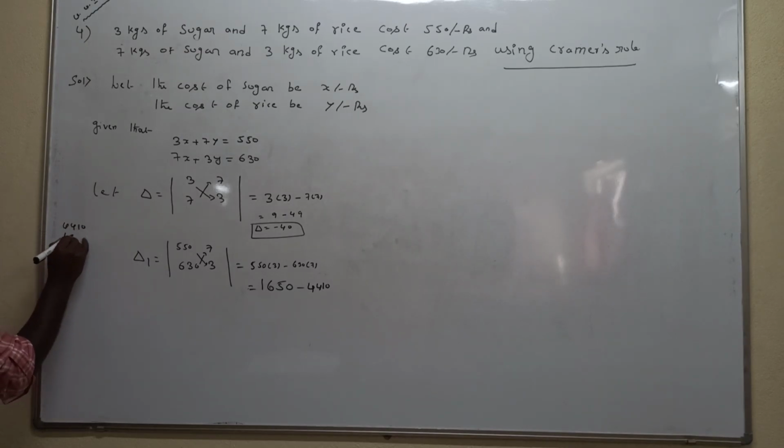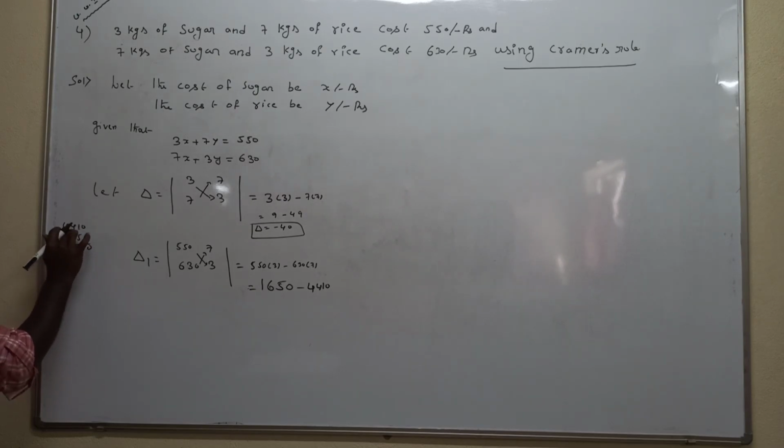So now 4410 minus 1650. 0 minus 0 is 0. 1 minus 5 is not possible, so we take 1 from the remaining. 10 is there, 10 minus 5 is 5. 1 is not subtracting for this. We are taking 10, so 10 plus 1 is 11. 11 minus 5 is 6.